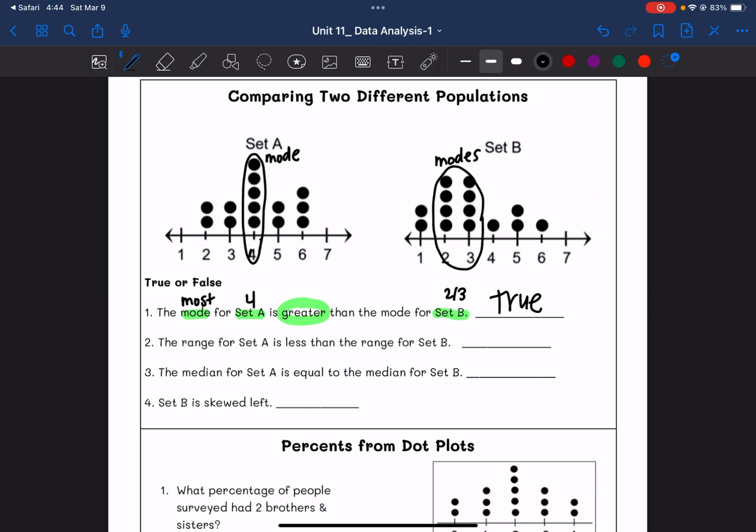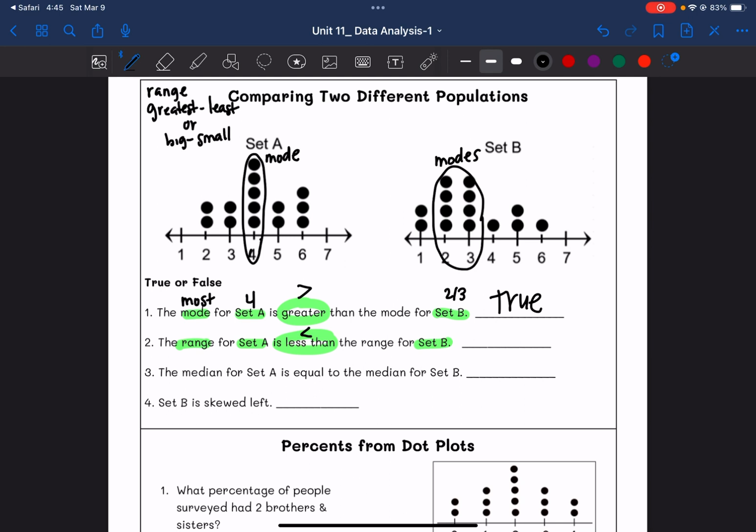Okay, now let's take a look at the range. It's talking about the range for set A is less than the range for set B. Something I forgot to write over here is that greater sign. So 4 is greater than 2, 4 is greater than 3, true. Now let's go back to number 2. So the range for set A is less than the range for set B. So let's take a look at this. When we're finding range, what we're going to do is we're going to take, I want to write this up here. We're going to do greatest minus least, or big minus small.